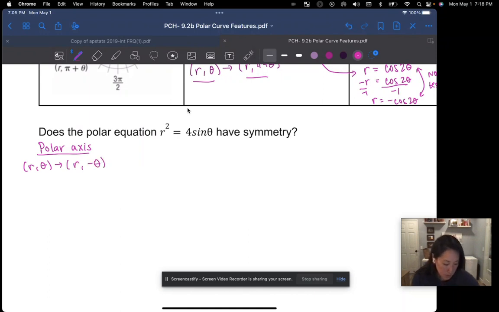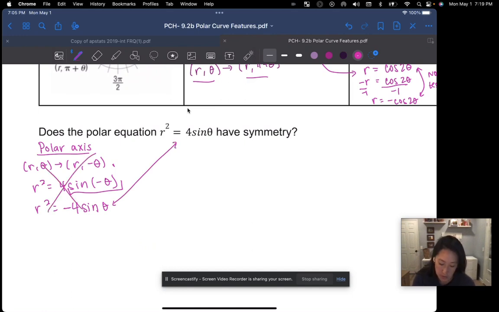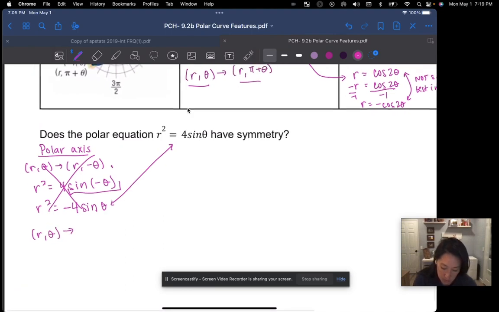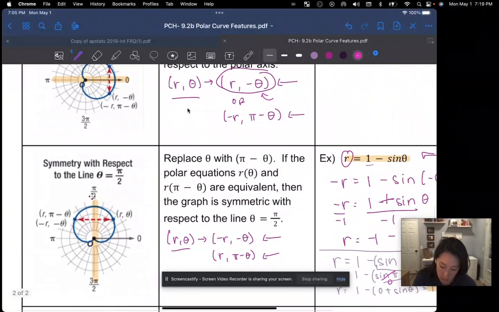Okay. So I have r squared is equal to 4 times the sine of negative theta. Even and odd properties tell me that r squared is equal to negative 4 sine of theta. And these are not equivalent. So inconclusive. We don't know if that works or not. Okay, so then we're going to try r comma theta, and we're going to replace that with negative r comma pi minus theta.